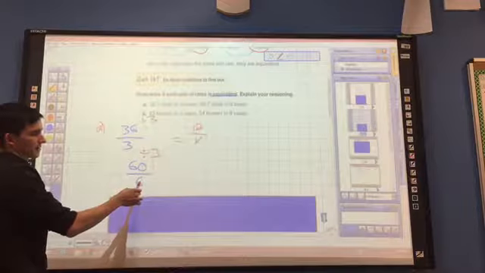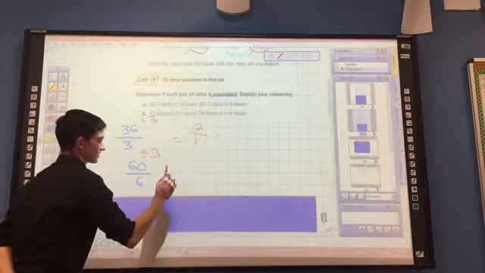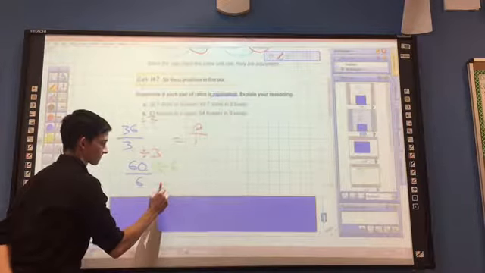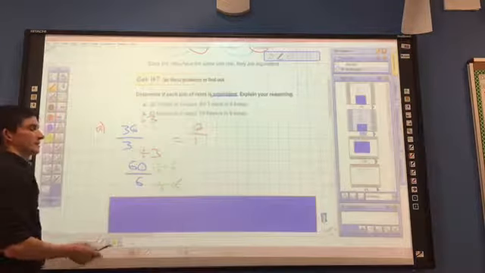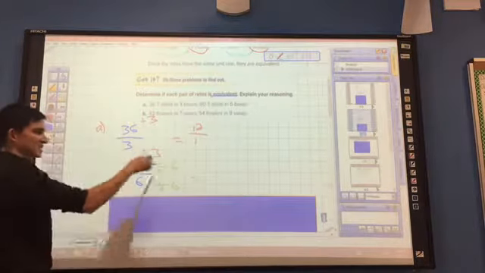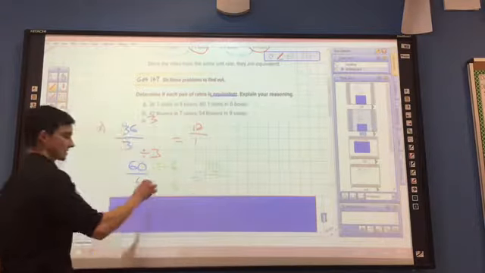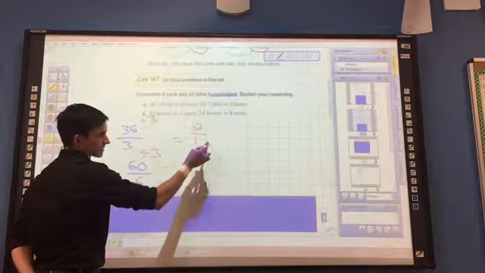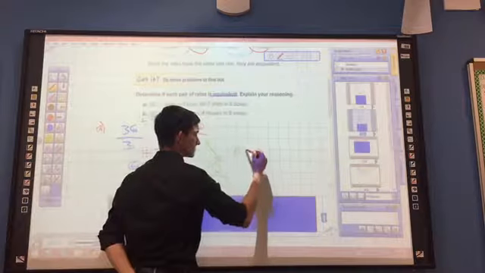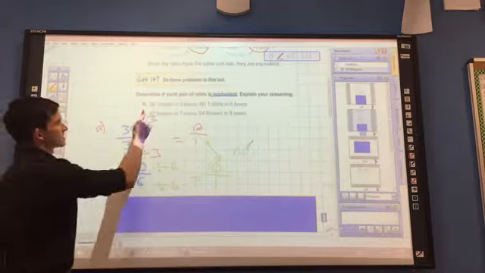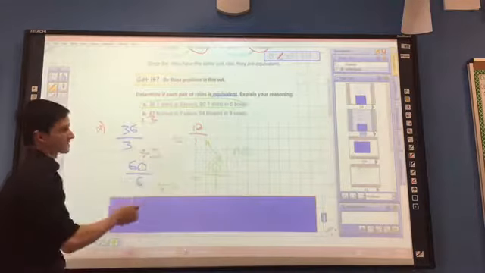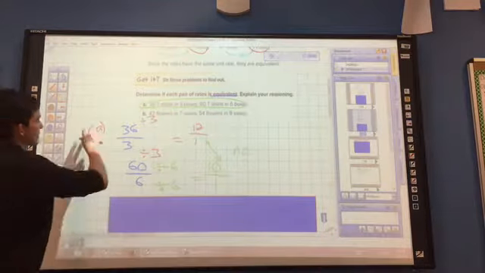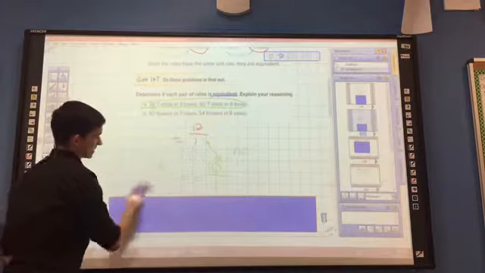Now let's look at the next one. There's a 6 in the denominator, so I want to divide on the top by 6 and on the bottom by 6. This is to turn it into a unit rate. 60 divided by 6 is 10, and 6 divided by 6 is 1. Are these the same unit rates? No. So 36 in 3 boxes and 60 in 6 boxes are not equivalent, because it's not the same. So A, not equivalent. Next one.